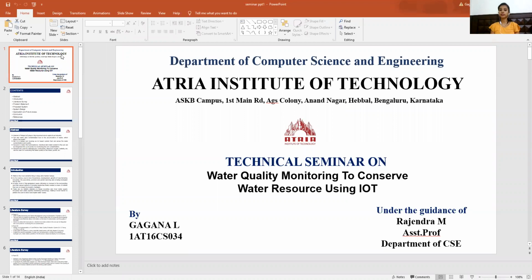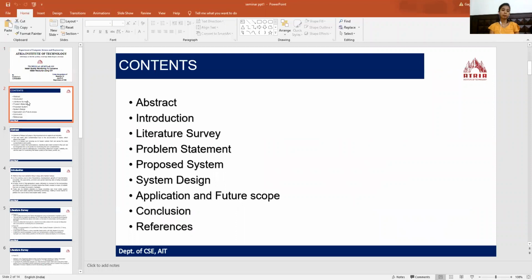Today I will be presenting a technical seminar on water quality monitoring to conserve water resources using IoT. So, what is water quality monitoring? Water quality monitoring is sampling and analyzing the water in rivers, lakes, ponds and streams too, and evaluating the physical, chemical, and biological characteristics of water. And conservation of water resources means using less water and recycling the used water so the water can be used again. Let's move on to the content part.